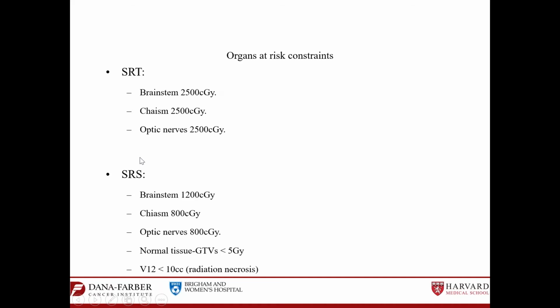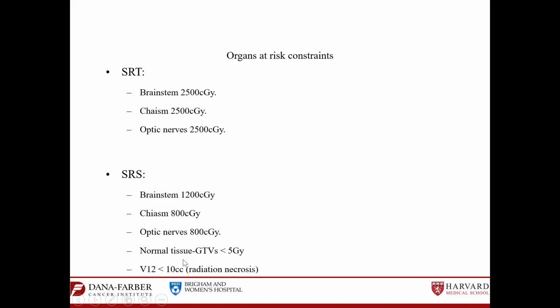So now, dose metrics for the organs at risk. If you are prescribing stereotactic radiotherapy for a cavity, the brainstem metric would be 25 gray, chiasm 25 gray, and optic nerves 25 gray max. For the SRS prescription, you will not exceed 12 gray to the brainstem, chiasm 8 gray, optic nerves 8 gray, and also, as I said, the V12 should be less than 10 cc for that lesion to avoid radiation necrosis.